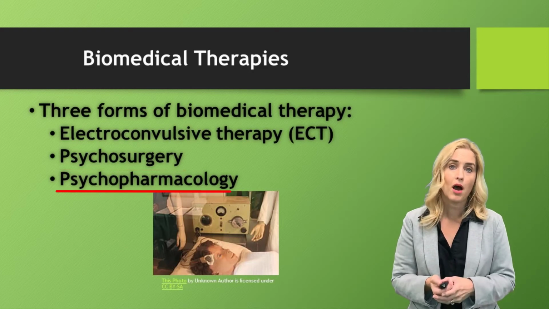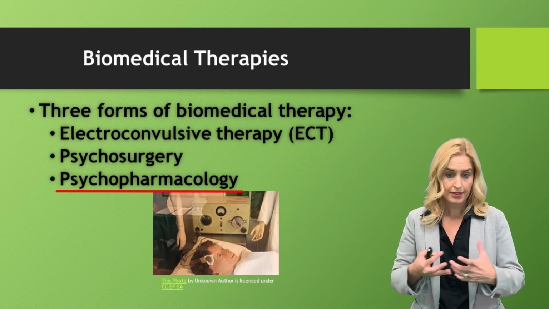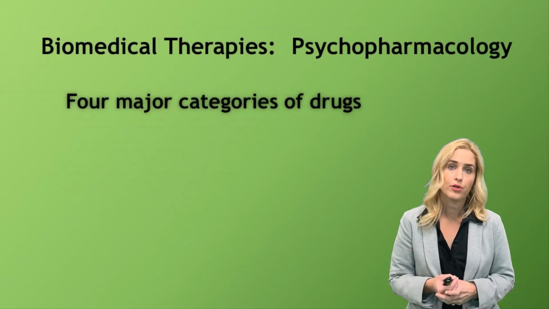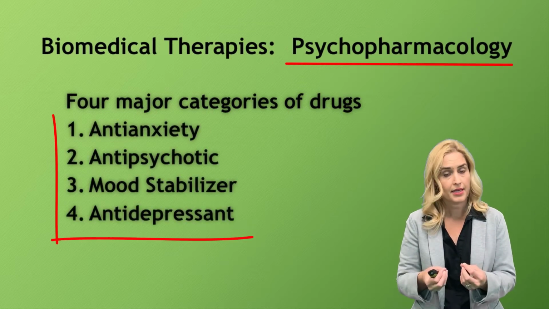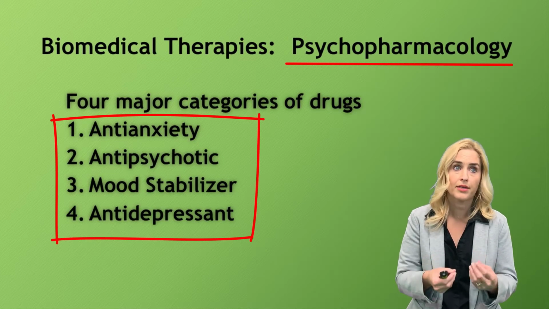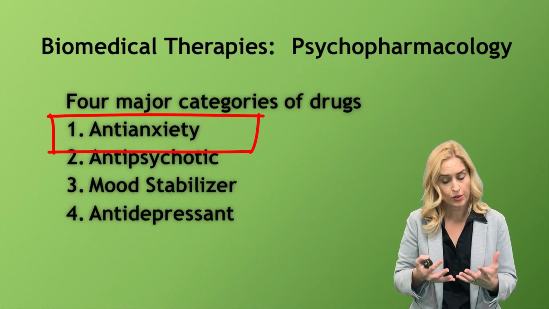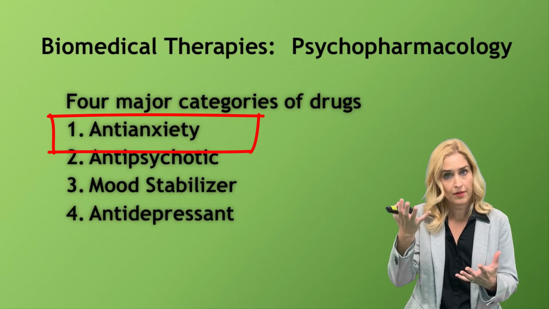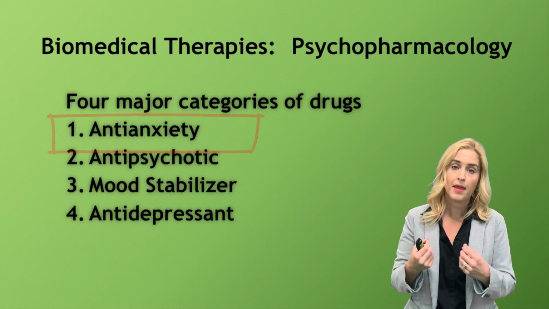Now, psychopharmacology is one that is used quite a bit today, and it is an area that is expanding in psychiatry. There's 4 major areas of drugs that we use in psychopharmacology. We have anti-anxiety medications, antipsychotic medications, mood stabilizers, and antidepressants. Now, with anti-anxiety medications, these medications are used to help raise the GABA in the system and therefore help an individual who might be experiencing a panic attack.